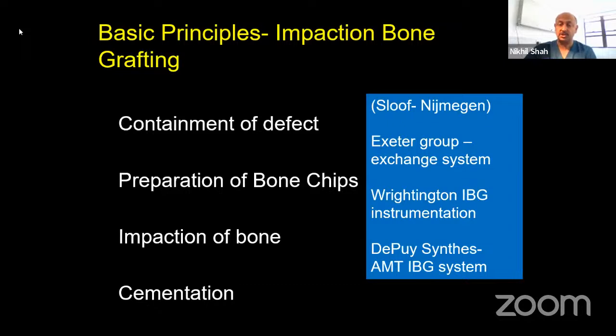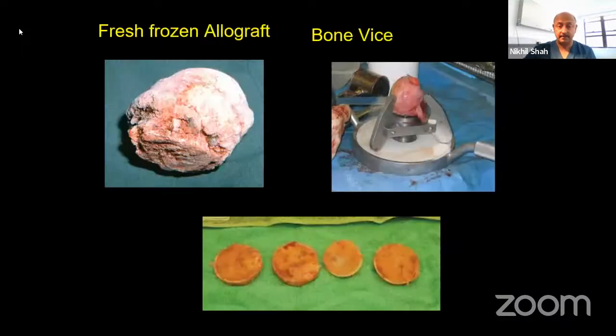The technique of impaction grafting evolved from the Netherlands, from Tom Schreurs' unit in Nijmegen. Then the Exeter group prepared the exchange system for impaction grafting. We have the Wrightington impaction bone grafting instrumentation. And then more recently, we have the DePuy Synthes AMT impaction system that we have contributed towards developing.